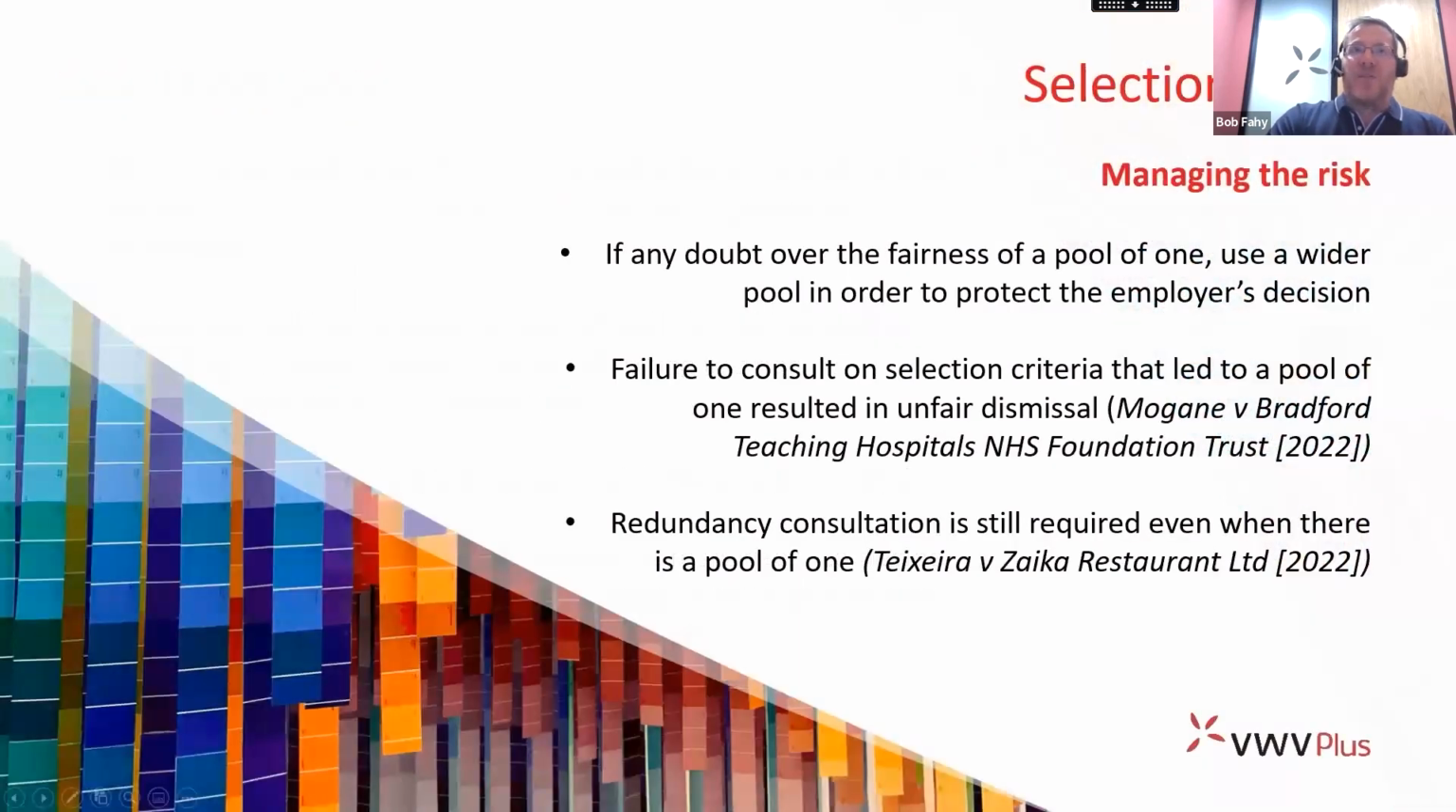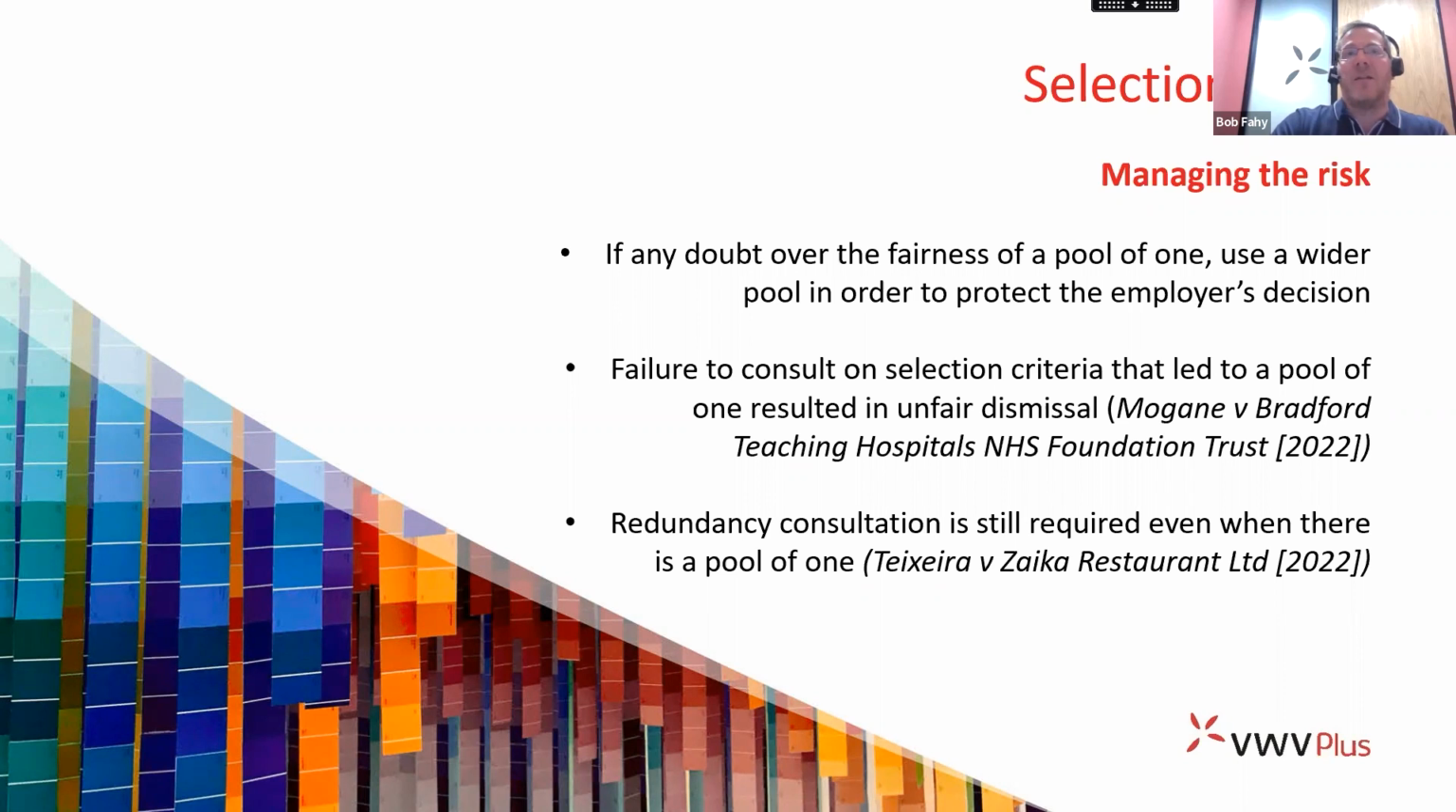So a general rule of thumb: if in doubt about the fairness of a pool of one, use a wider pool so that you've got less scrutiny of your decision, because that automatically comes with a narrow pool. Where there is a narrow pool for selection, the EAT decision in Mogane and Bradford Teaching Hospitals, which I mentioned on the first slide, demonstrates the importance of consultation taking place at a formative stage where an employee can still potentially influence the outcome. That's the really key point: is the narrowness of your pool such that it deprives an employee of an ability to be properly consulted and have an influence on the decision.